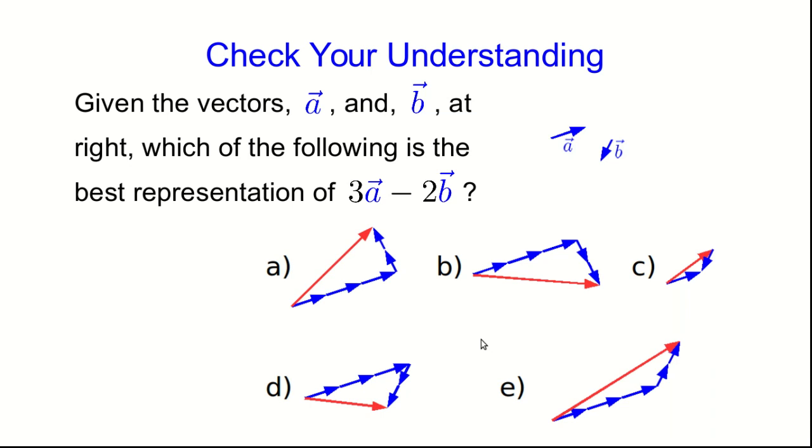Let's check your understanding. So, if you're following along in Moodle, Moodle will now ask you this question before going on to the next part of this video. If you're not in my course or you're otherwise not on Moodle, I still think you should decide what the correct answer is here before you go on to the next part of the video. So, given vectors a and b that I've drawn over here, which of these is the best representation of 3a minus 2b?